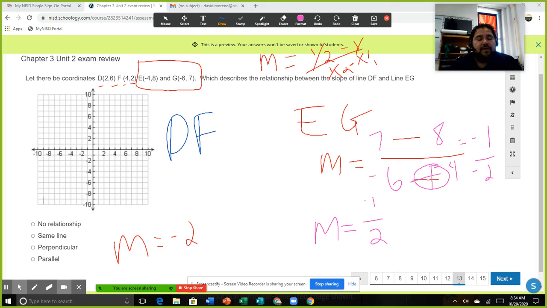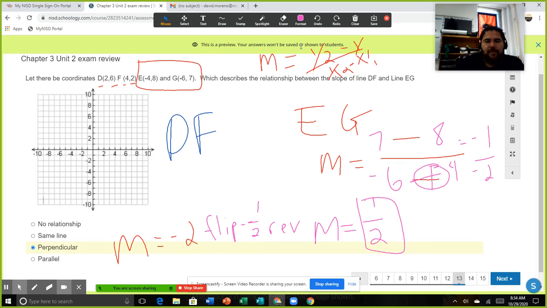They're not the same, so they're not parallel or the same line. So we need to tell whether they're perpendicular or no relationship, right? So we take -2, let's flip it, right? Flip -2, we get -1/2, right? Let's reverse it. Guess what? We get +1/2. So that means these two lines are in fact perpendicular to each other.